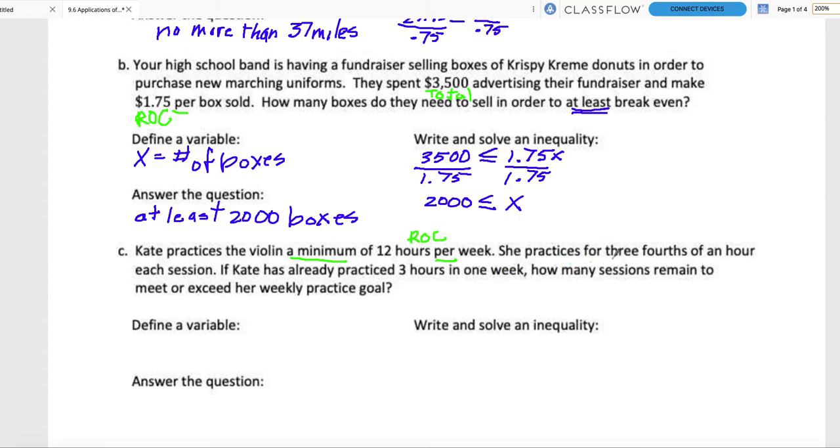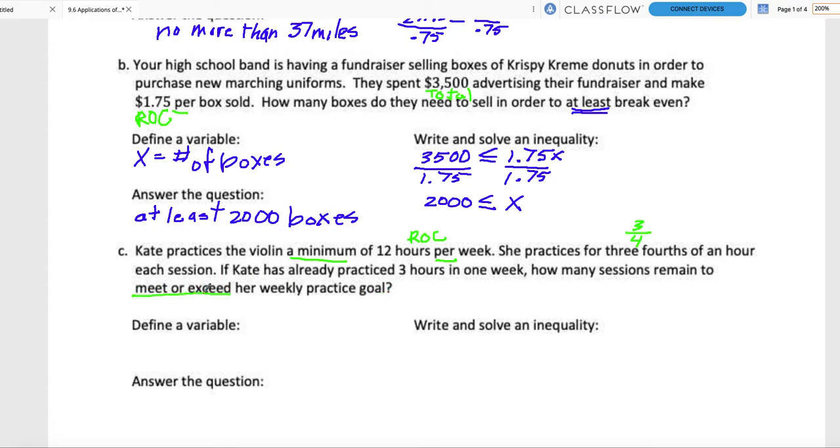She practices for 3/4 of an hour each session. Okay, well that's interesting. Not a full hour, 3/4 of an hour. So let's think about what we're going to do with that. And Kate has already practiced 3 hours in 1 week. How many sessions remain to meet or exceed her weekly practice goal?